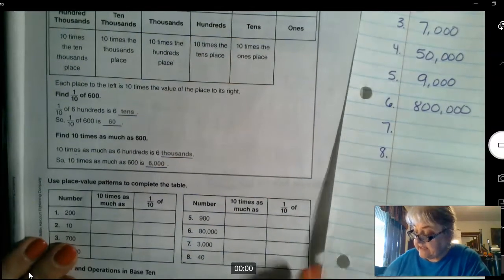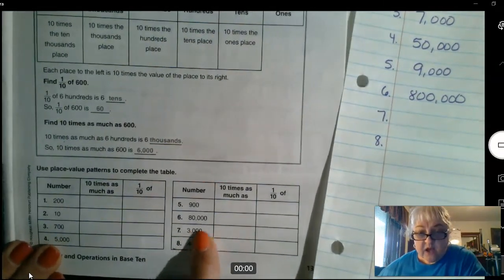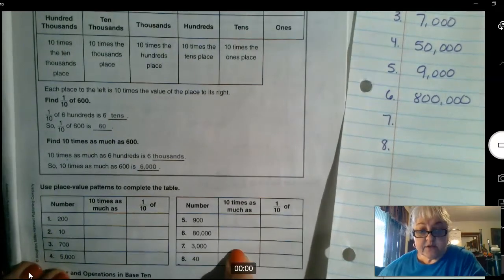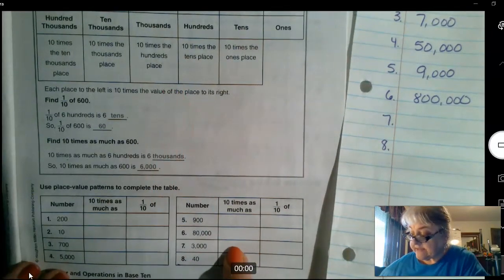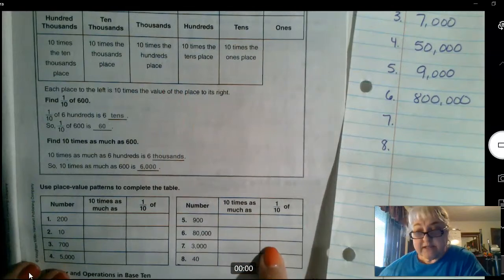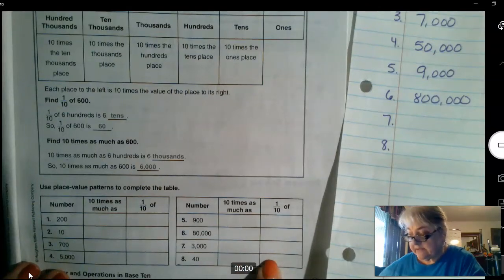So for 7 and 8, you're looking at the number 3,000. What will be 10 times as much? Come up here and look at your chart if you need to and write in that answer. What would be 1/10? That means you're going to the right, and that would be less. What would 10 times as much as 40 be? You're going to write that in. What would 1/10 of 40 be? You're going to write that in.